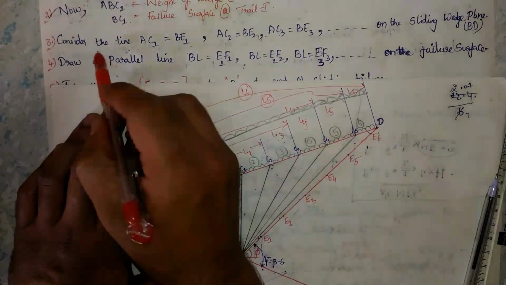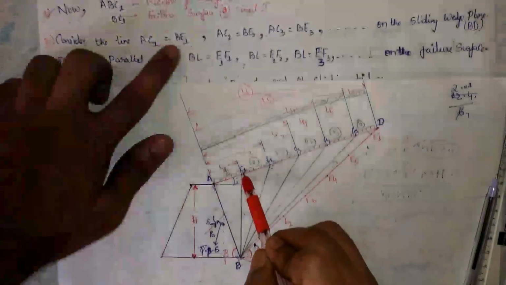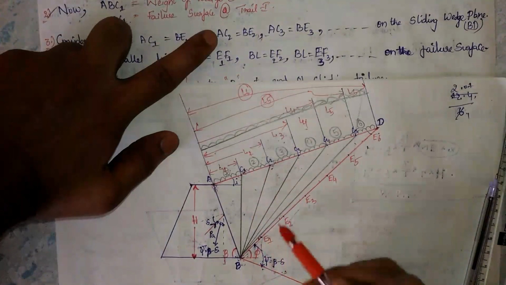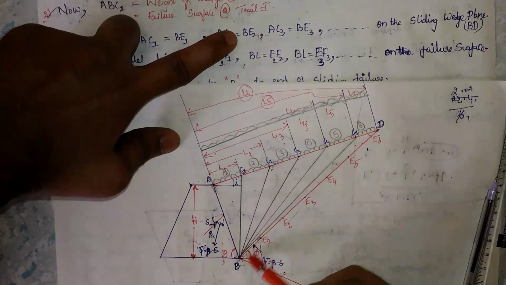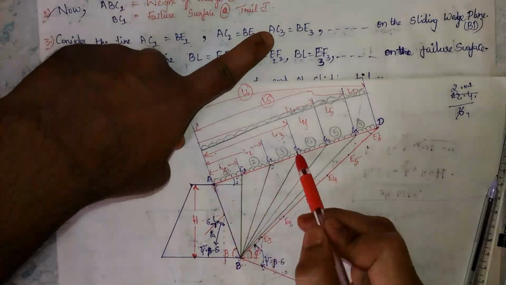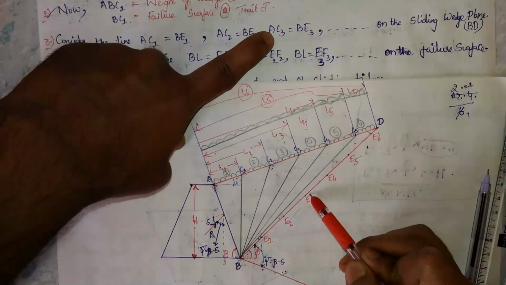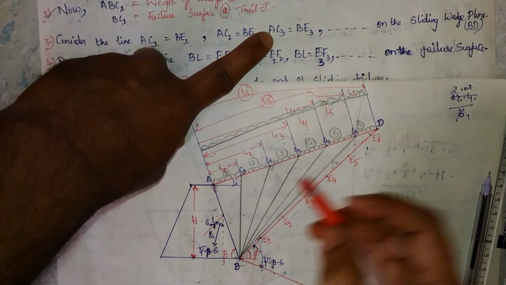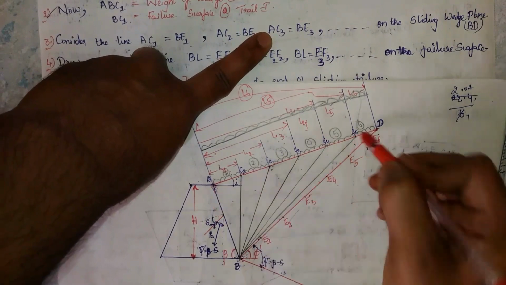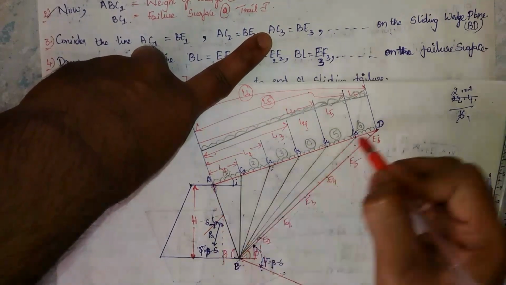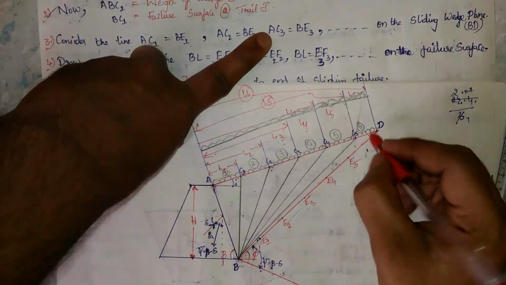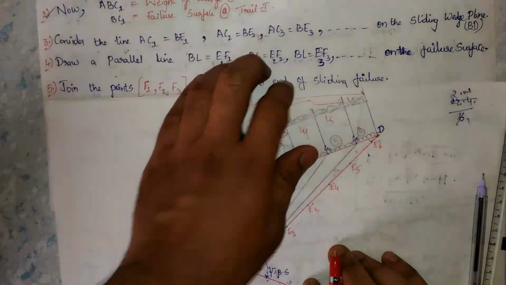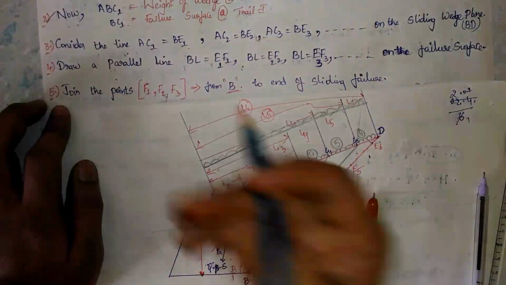Okay, consider AC1 equals BE1. Next AC2 equals BE2, AC3 equals BE3, and so on, AC4 equals BE4. Next AC5 equals BE5, AC6 equals BE6. Okay, next. So here the third point is completed.